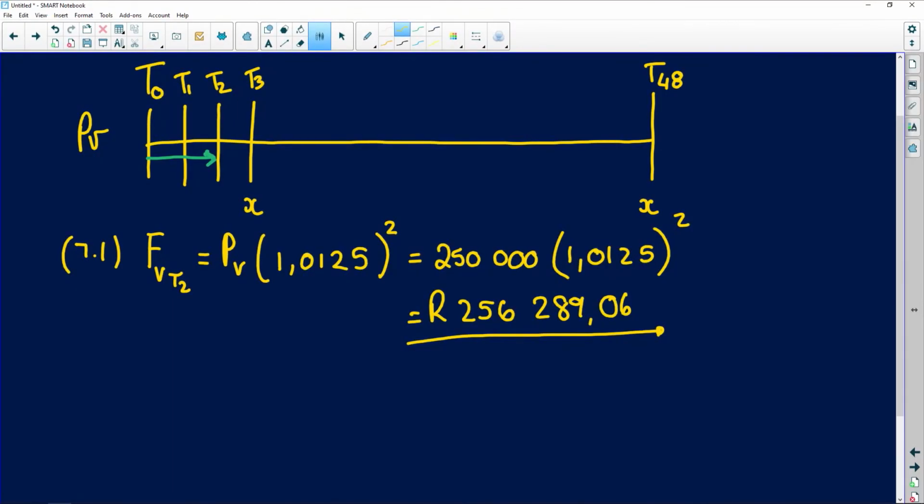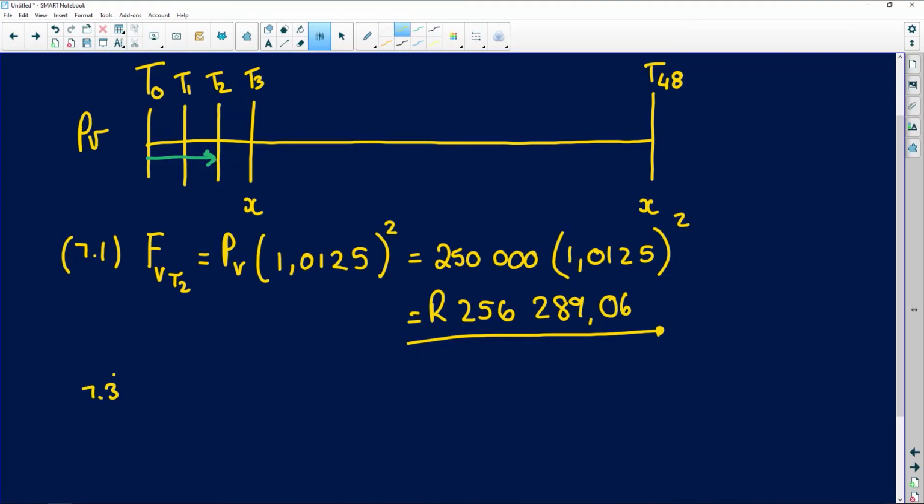Okay, so even though he signed for the car at timeline 0, he did not know that he's going to run into trouble and couldn't make the first 2 payments. So the annuity now looks different than what it did on the original agreement. He's got to pay more to complete this loan in the said period. So let's structure that. 7.3. Our new value of our loan will be 256,289.06. That is the new payment that we're going to call X in this case.